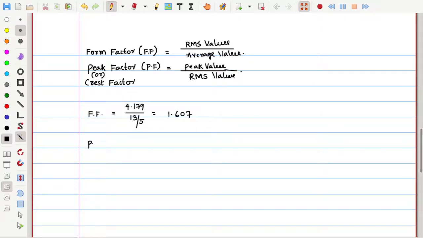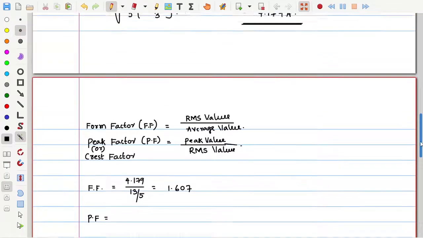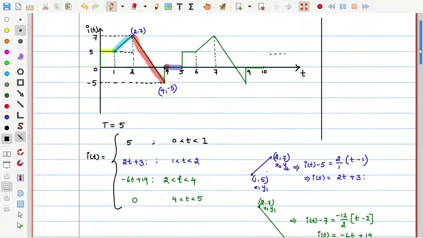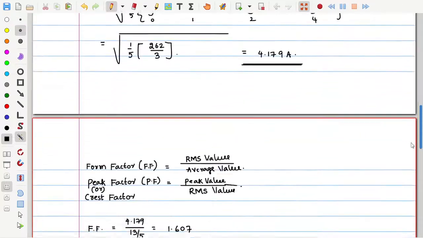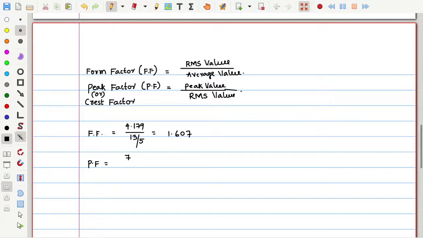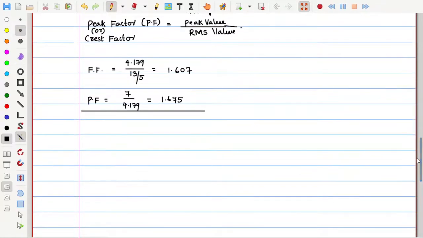And what about the peak factor for this same waveform? How much is the peak value? It may be a positive peak or a negative peak, but the highest peak value. See, the highest value in this waveform is 7. This negative side is only 5. So the peak value is 7, so 7 divided by the RMS value 4.179. So this is the peak factor, 1.675, right?